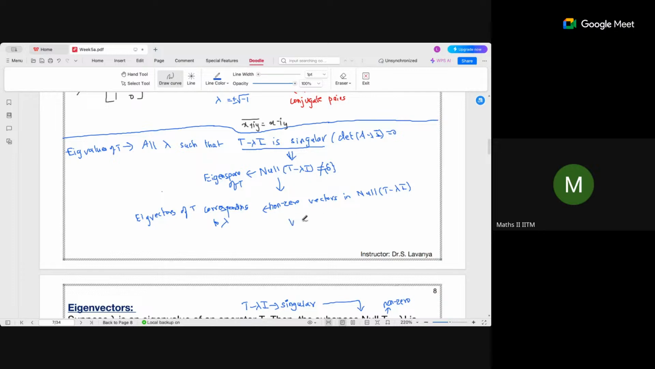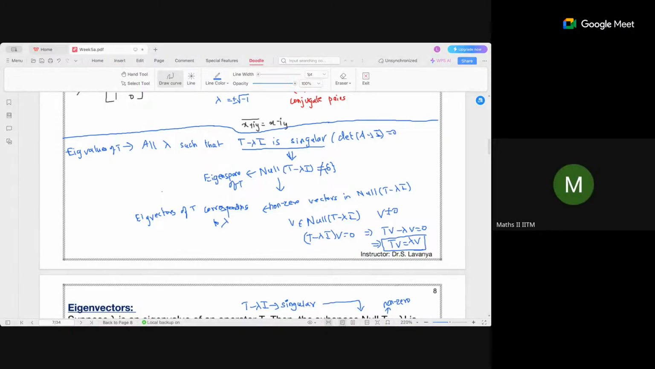Right? So suppose let us say V belongs to null of T minus lambda I, where V is non-zero. Then what will you have? T minus lambda I times V equal to 0. So this means that TV minus lambda V equal to 0, so TV equal to lambda V. Okay, so we can also say that eigenvectors of T corresponding to lambda are nothing but non-zero vectors satisfying this equation. All are equivalent definitions. So now do you understand the definition clearly, Manish Shankar?